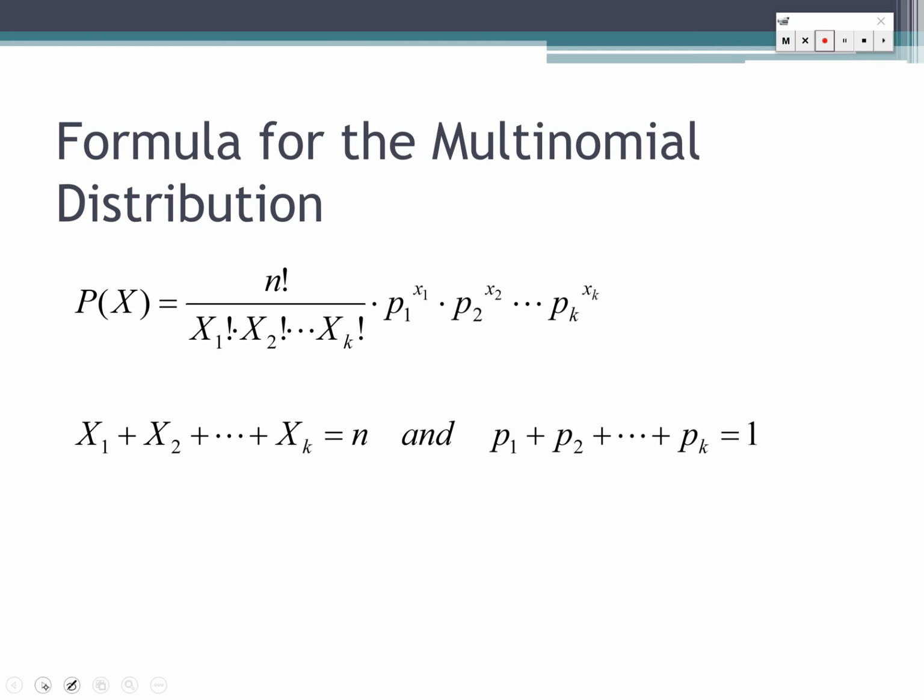The formula for the multinomial distribution, you see a lot of variables we're already familiar with. Capital P of x is our probability of whatever the event happens to be. Our lowercase n is still the number of trials. The capital X's are representing each outcome, and the lowercase p's are representing the probability of success for each particular outcome.